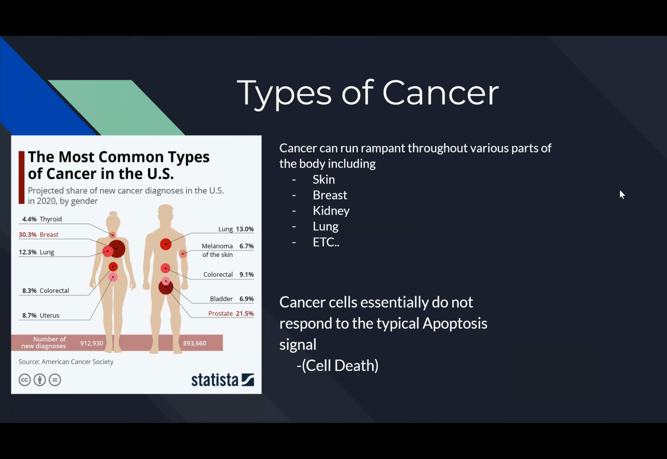There are many different types of cancers. As cancer could happen with any cell in the body, there could be skin cancer, breast cancer, kidney cancer, lung cancer. Obviously, some are worse than others, but these cancer cells do not respond to the typical apoptosis signal. Apoptosis is the signal for cell death. So these cells are ultimately unchecked by anything and grow and form masses, again, referred to as tumors.